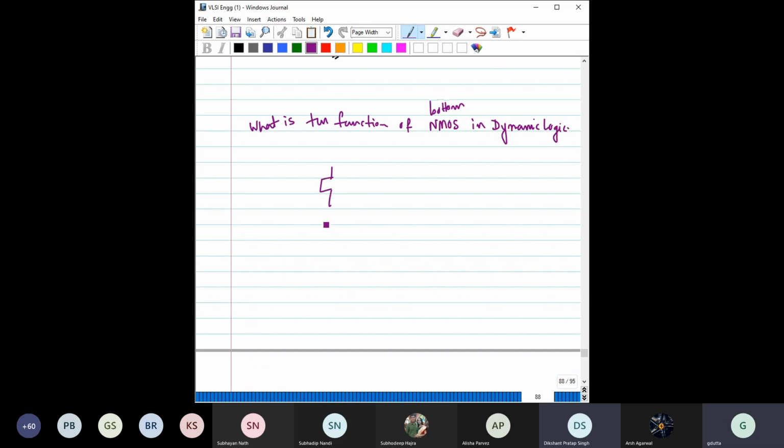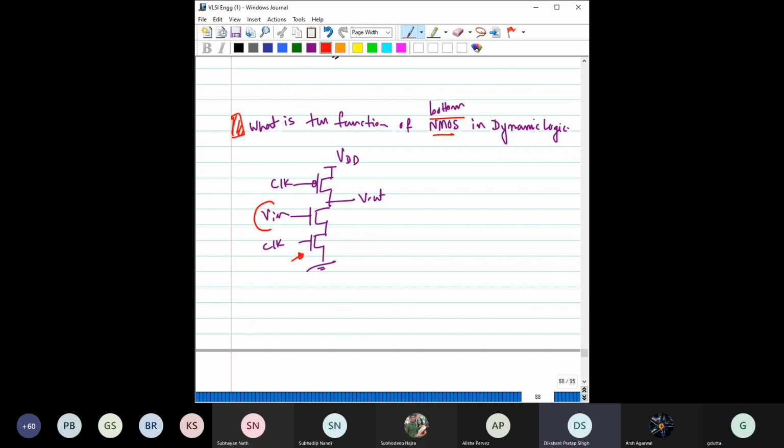Let us consider a simple dynamic logic which is an inverter. Okay. So let's see this case. This is a PMOS. This is clock. This is clock. This is output. This is input. This is VDD. Right? So this is the question: what is the function of this bottom NMOS in the dynamic logic?